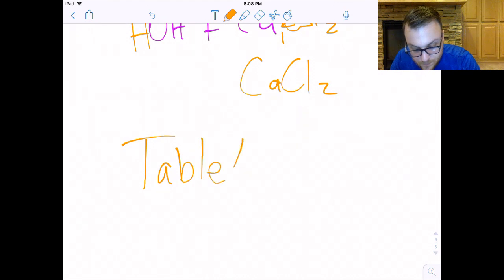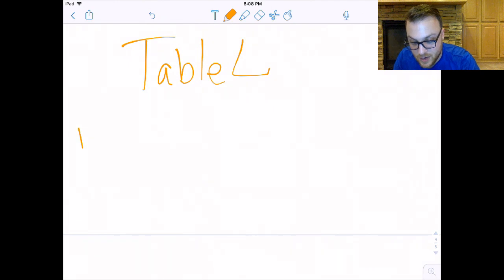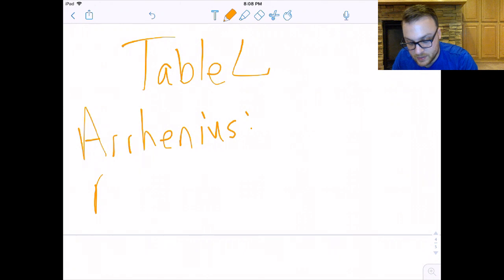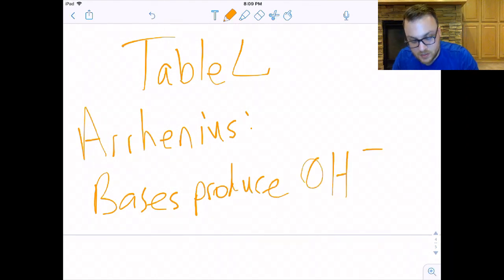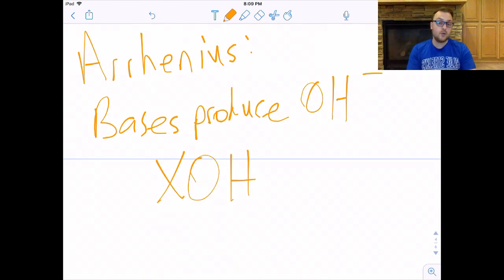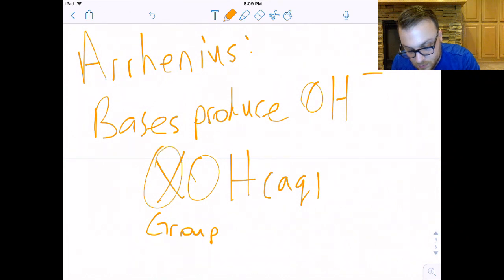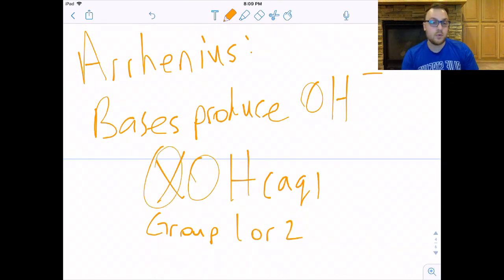And Arrhenius had a definition for bases like he did for acids. So Arrhenius said bases produce OH minus in solution. Generally speaking, he said that bases have this generic formula, where X is almost always a group 1 or group 2 element, because those are how we typically define our strong bases.